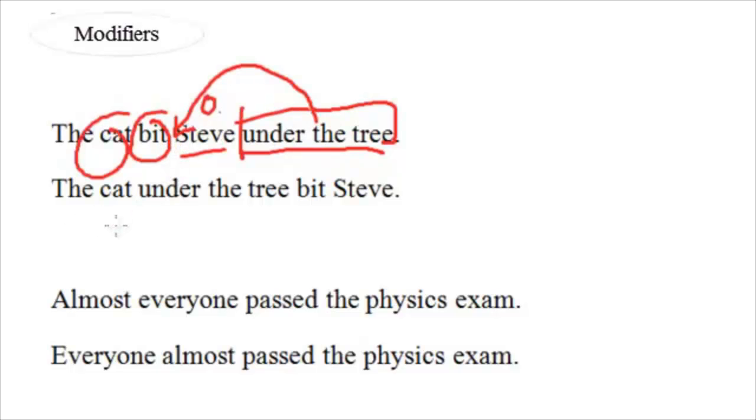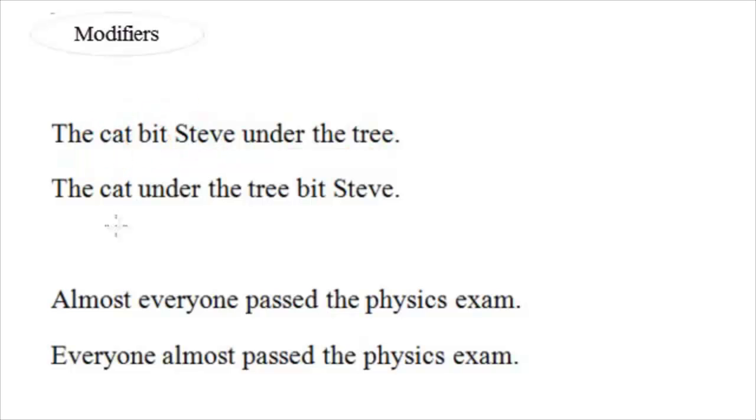So this under the tree is modifying bit. Let's look at this one, which looks very similar. On the bottom, it says the cat under the tree bit Steve. Again, the modifier is under the tree. But this time, it means something different, right? The cat under the tree, so under the tree is modifying cat, bit Steve. So what is the difference in meaning?